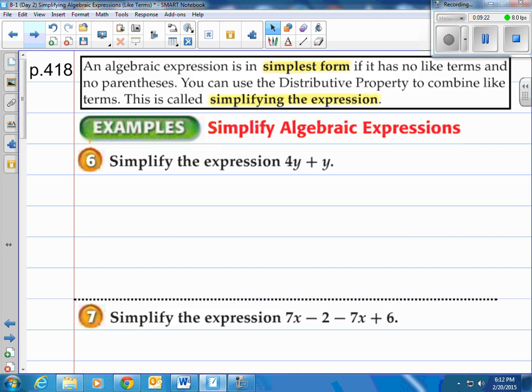So we have simplifying the expression 4y plus y. Let's try that one. What do we have?